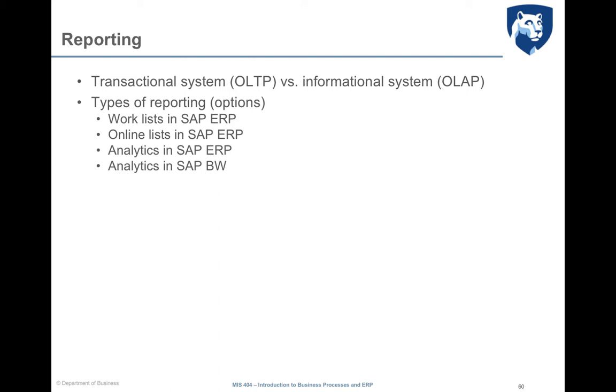In particular, we see that within the transactional reporting, we can choose among the work list and the online list, while instead, when we are within the analytical system, we have analytics. For the purpose of this course, we will just limit the view of reporting to work list and online list, so just to the transaction system functioning.